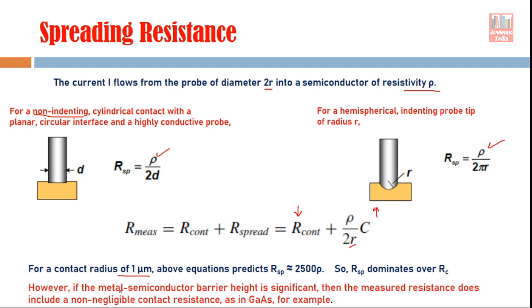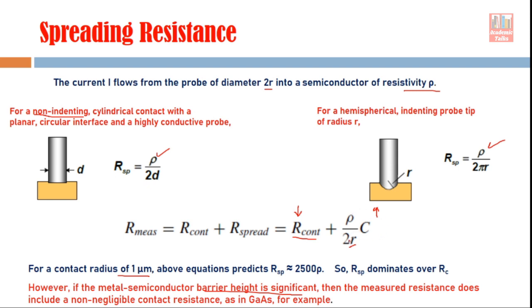But you know, if metal semiconductor barrier height is significant, and it happens in case of gallium arsenide material because it's semi-insulating material, and its band gap and all these things define the barrier height. So in case of gallium arsenide, this barrier height is significant, so you cannot ignore it. In that case, the measured resistance does include a non-negligible contact resistance. So in that case, it is difficult to isolate this spreading resistance, because whatever resistance you are measuring, this contact resistance is also not negligible. So you can't say that measured resistance is only the spreading resistance.